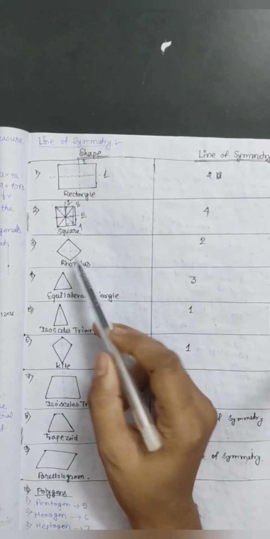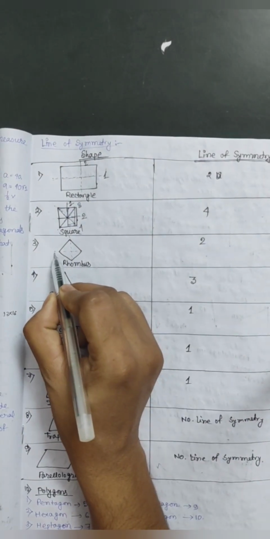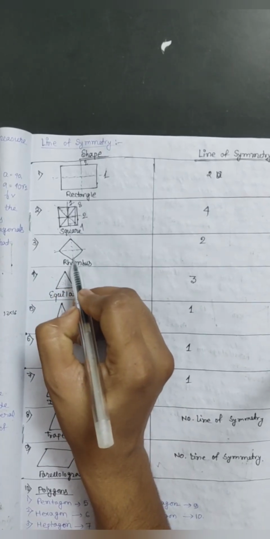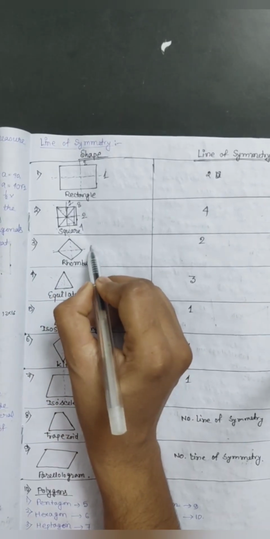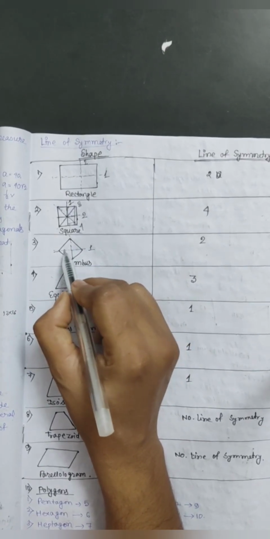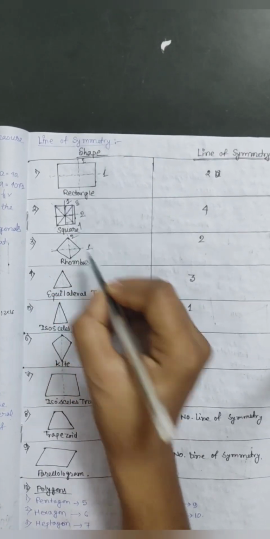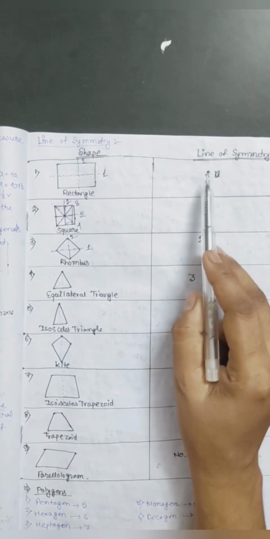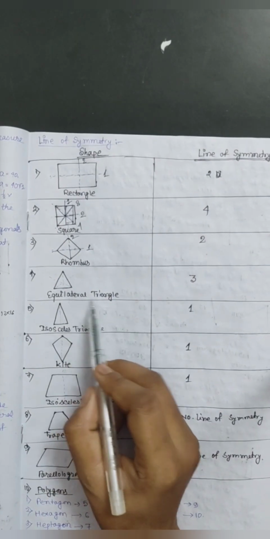In a rhombus, if we divide this figure by the horizontal line, then we get two equal figures. That means this is the first line of symmetry, and if we divide it vertically, then we get two similar parts. So this is the second one. So a rhombus has two lines of symmetry.